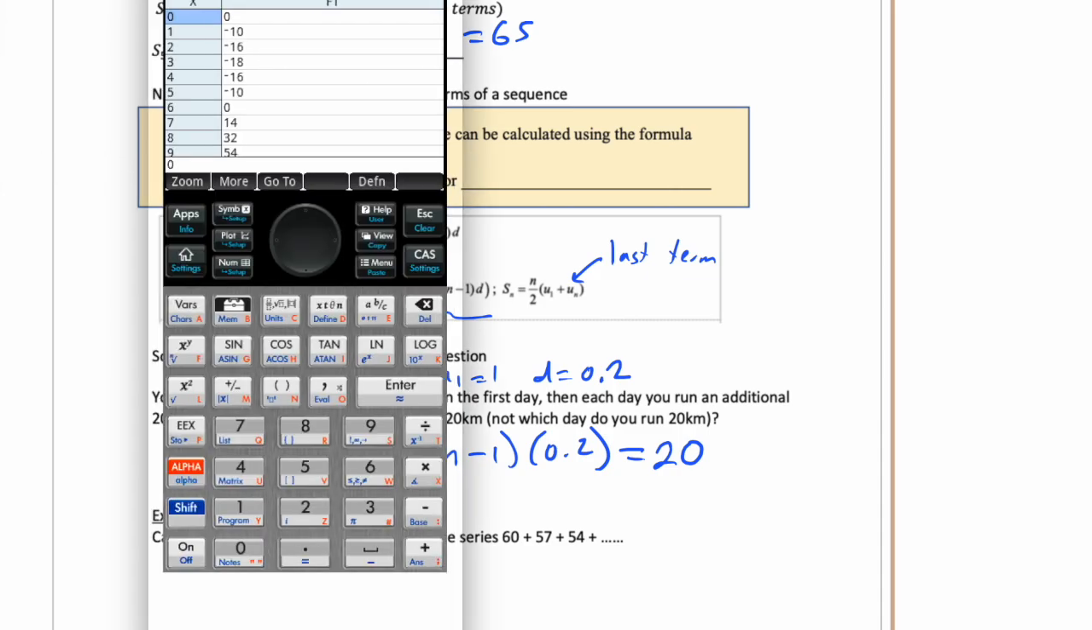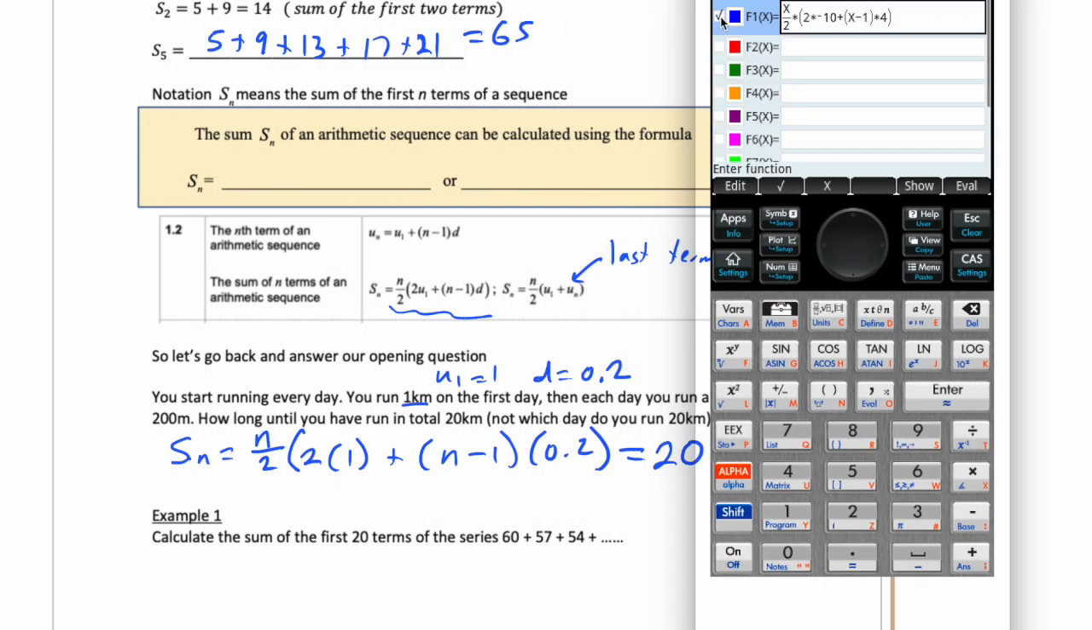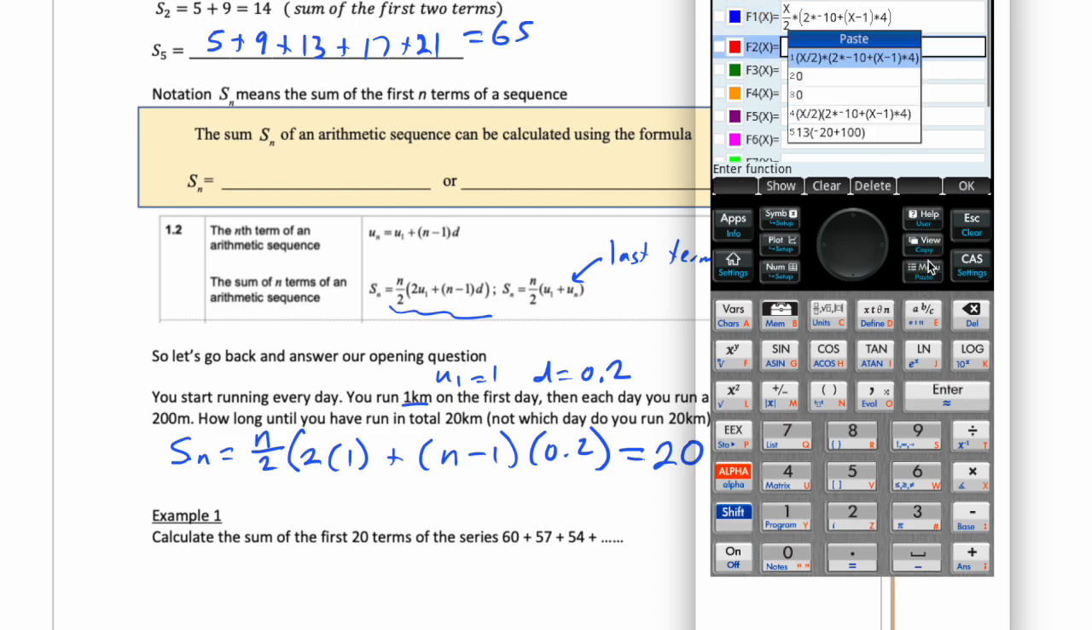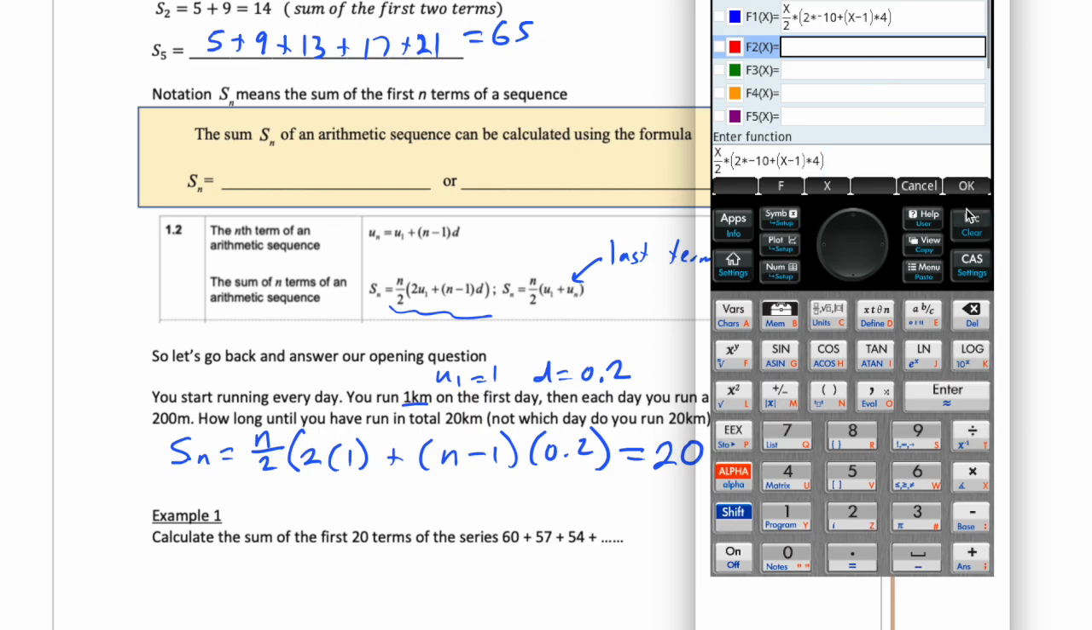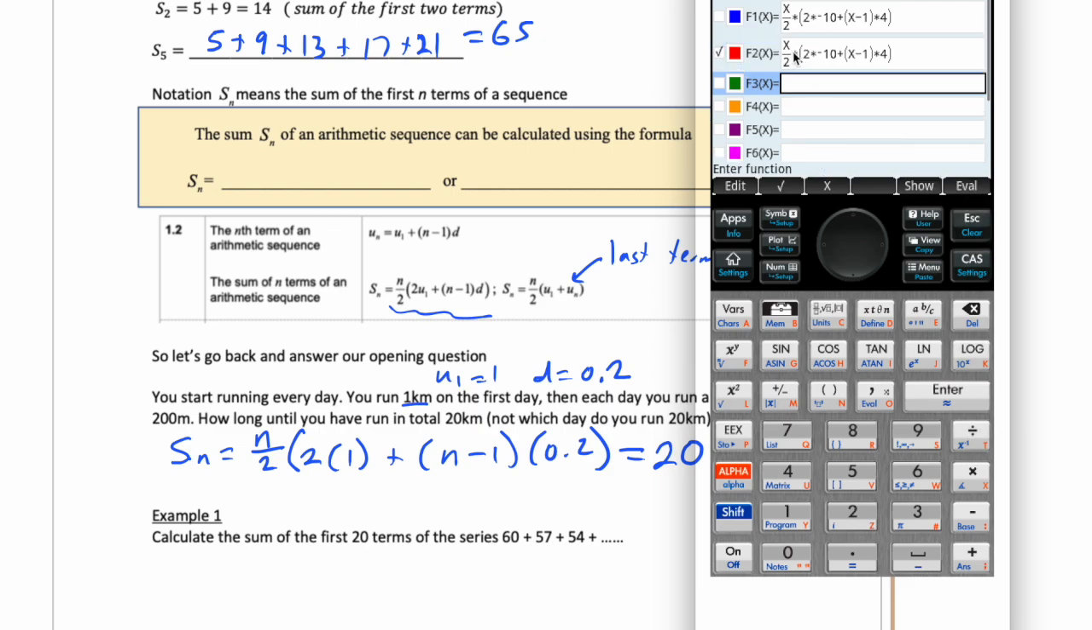Let's check it out on the graphing calculator. Okay, so let's type that in. This equation looks pretty similar, so I'm just going to adjust this one. So we have x over 2, and then we have 2 times just 1, and x minus 1 times 0.2. Okay, so that's the correct equation with x instead of n, of course. And then I'm going to graph 20.